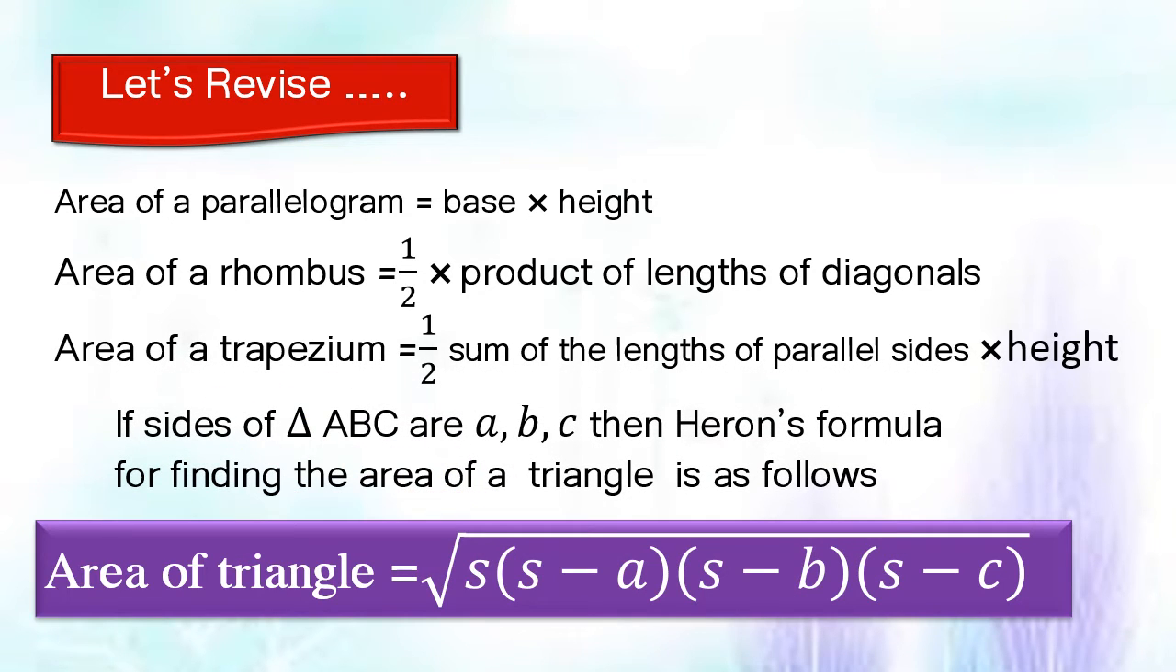And area of a triangle when the lengths of three sides of the triangle are given, we used to find the area of such a triangle with the help of Heron's formula. So the formula is: area of triangle is equal to under root S, that is, semi-perimeter of a triangle, so under square root S into (S minus A) into (S minus B) into (S minus C), where A, B, C are the lengths of sides of the triangle.